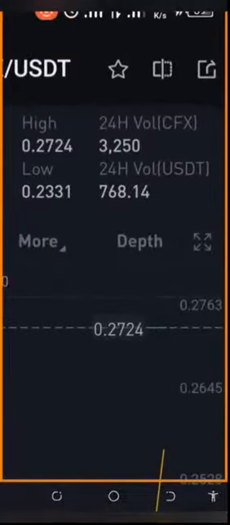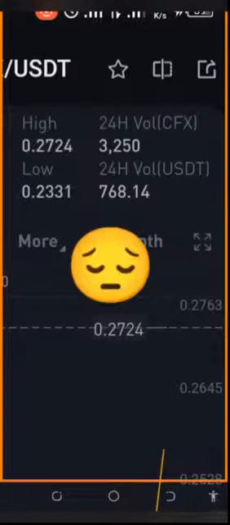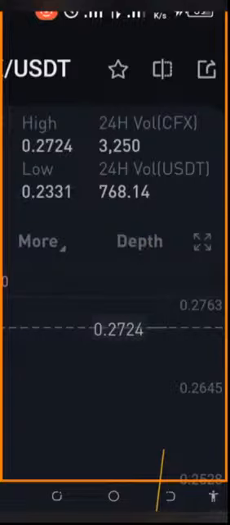See it. Just look at this. The entire liquidity is 768 USDT. That is poor. That is poor. Wow. I didn't check this.